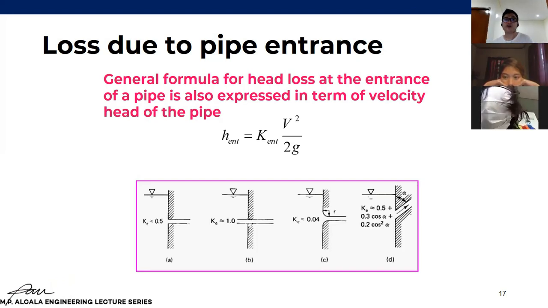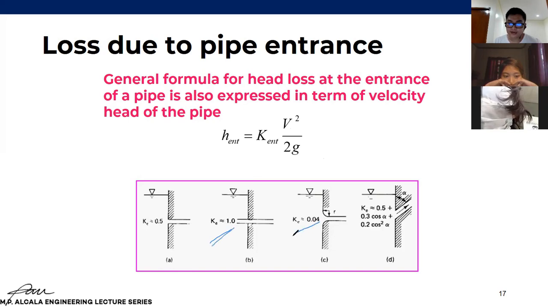Very good, very good. So the general formula for head loss at the entrance of a pipe is also expressed in terms of velocity head of the pipe. So, same formula lang, ano? The coefficient lang nagbago. So, Kc kanina, tapos may Ke ka. Now, in this case, K of entrance. Okay? So, nagbavary yung value niya.